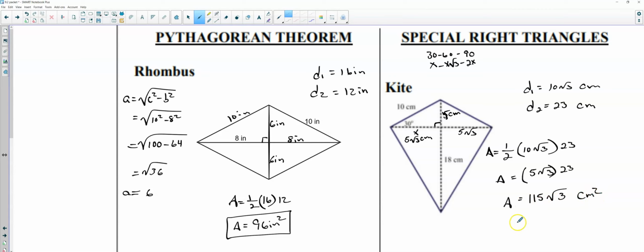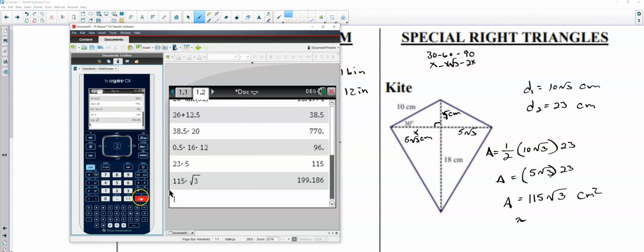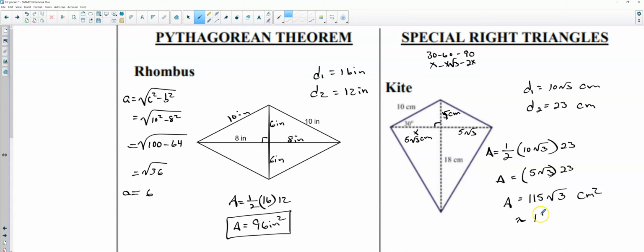If you want the approximation, just put that on the calculator. 115 square root of 3. And that gives you 199.2. So approximately 199.2 square centimeters.